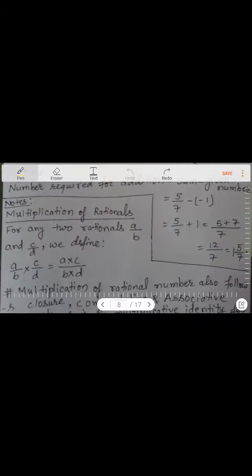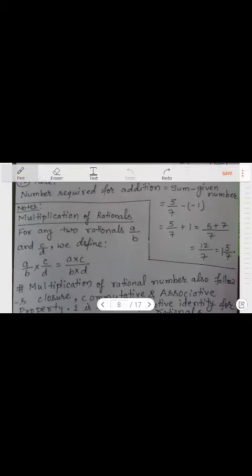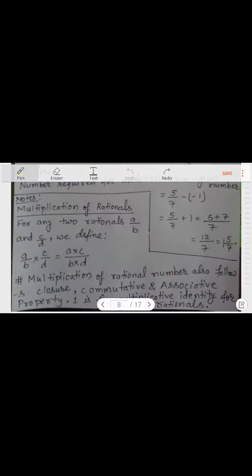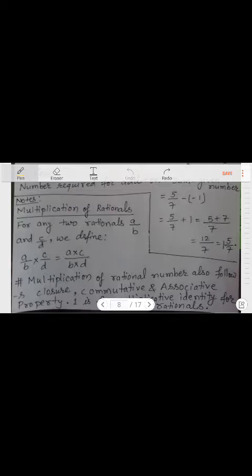Yes, and here it is: for any two rational numbers a by b and c by d, we define a by b into c by d is equal to a into c by b into d. That means when we are multiplying two fractions, the numerators are multiplied and the denominators are multiplied. In the same way, if you see below, there is something I had written, which I will show you now.